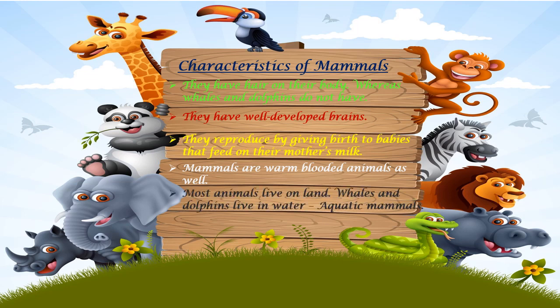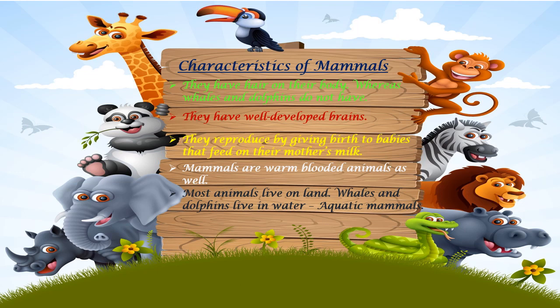Next, most mammals live on land. Whales and dolphins live in water. So most of the mammals, as we see, live on land, and we might call the animals which live in water aquatic mammals. Whatever animals live inside the water, we call aquatic animals. So these are called aquatic mammals. That's why the term aquarium is there.